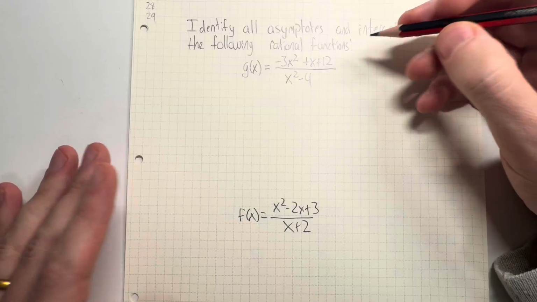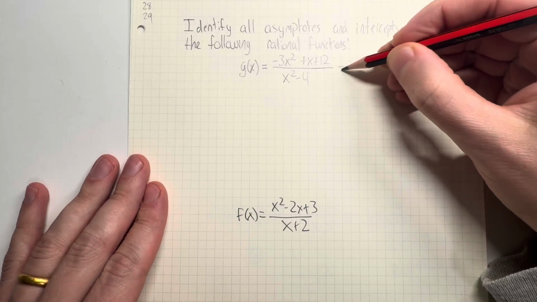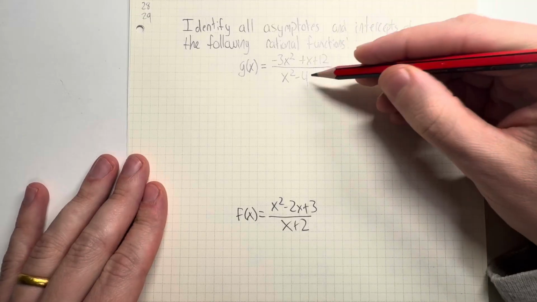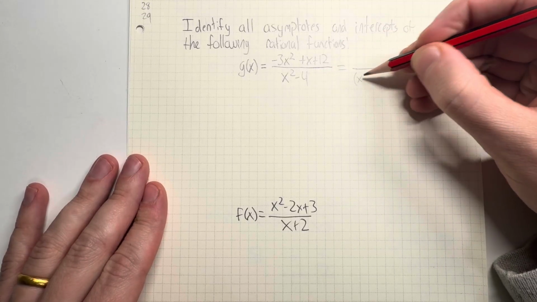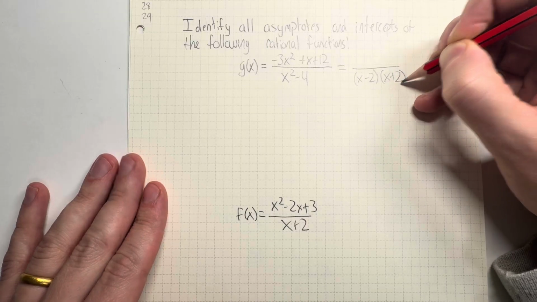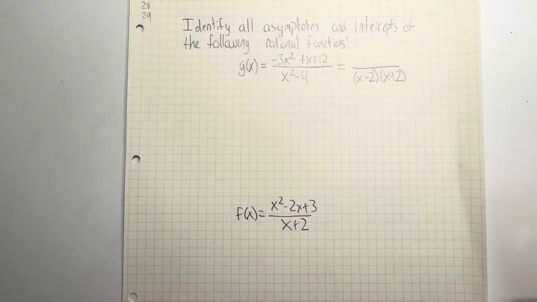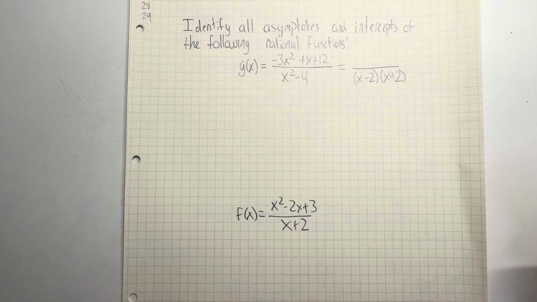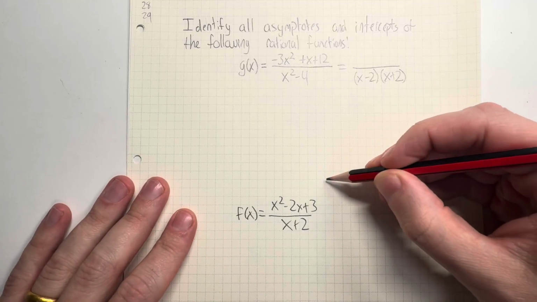Okay, let's start with the vertical asymptotes. The vertical asymptotes can best be found by factoring the denominator. So what we have here is a difference of two squares. We can factor that to this. Well, let's just do it as we go. I mean, that's telling us the vertical asymptotes, right? So therefore, we've got vertical asymptotes.